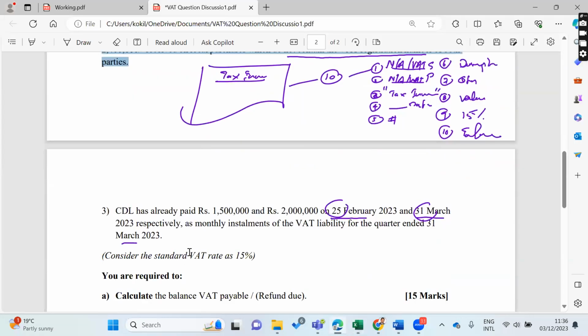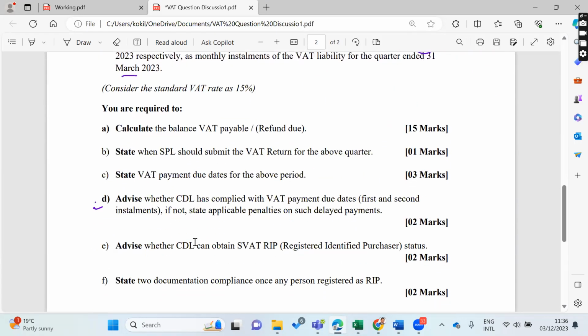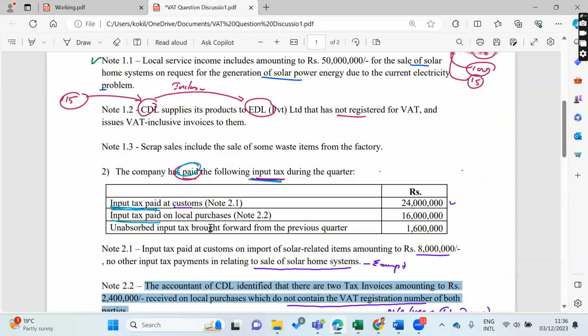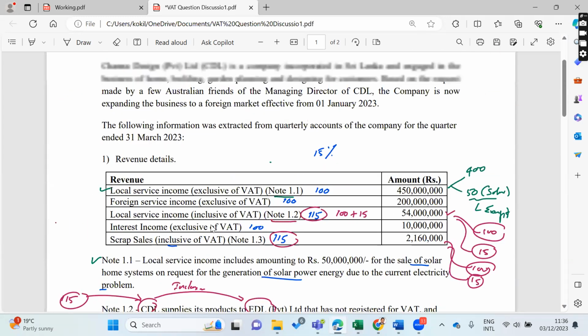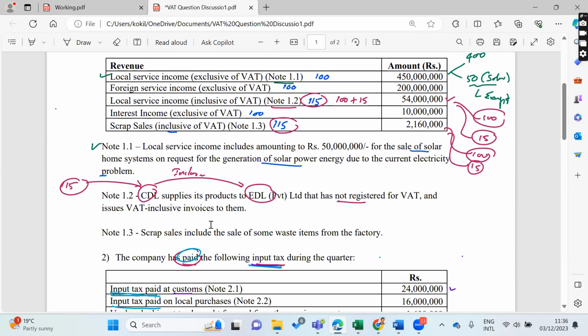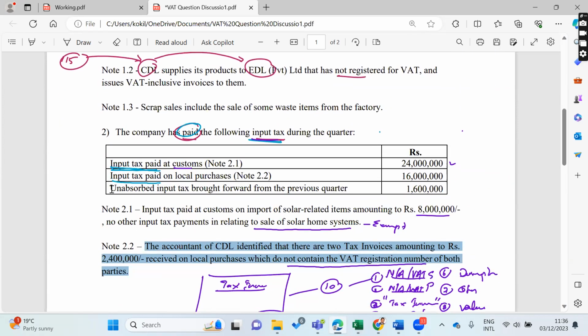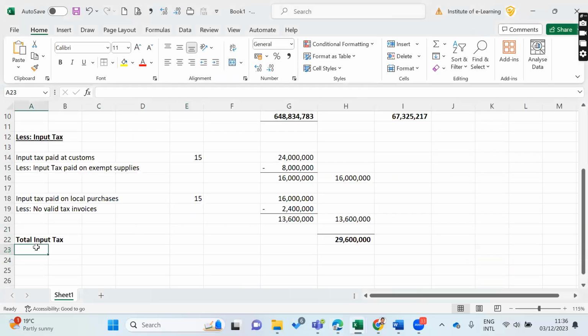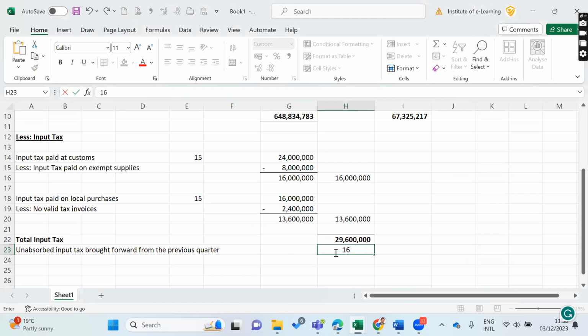Then what you have to do is check whether in the question they have given any brought forward inputs. No, we don't have any brought forward input. Oh, sorry. Here we have the last one, unabsorbed input tax brought forward from the previous year. If the previous year you have extra input, you can carry it forward to this quarter. Then here we will consider it as brought forward.